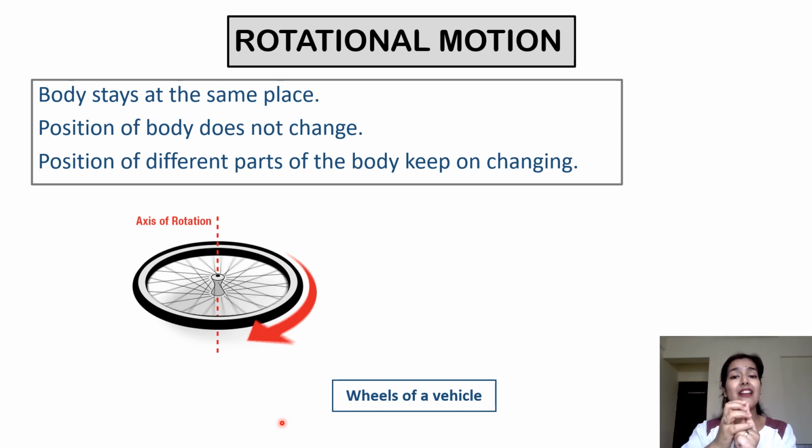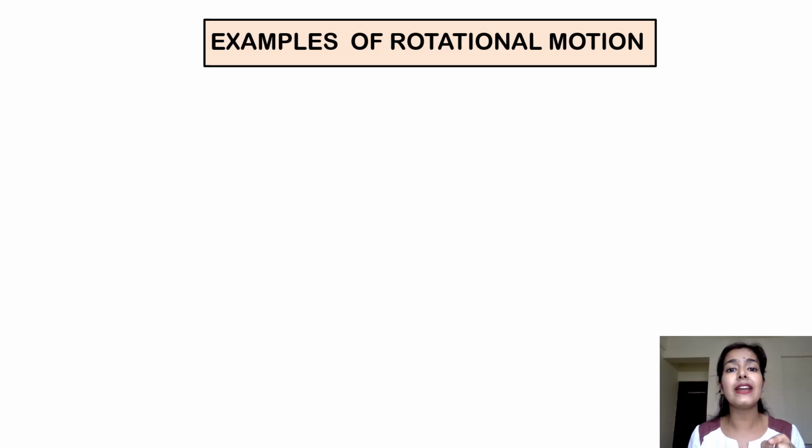Fine. The body itself is not changing its position, but parts of the body are changing their position. You can see here that the parts, or we can say the boundary, are changing position. Fine. One more thing you need to understand here: in rotational motion, different parts of the body cover different distances. Fine. We can discuss it with some more examples.